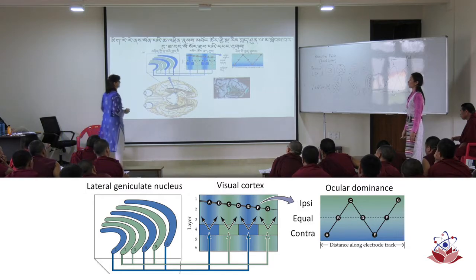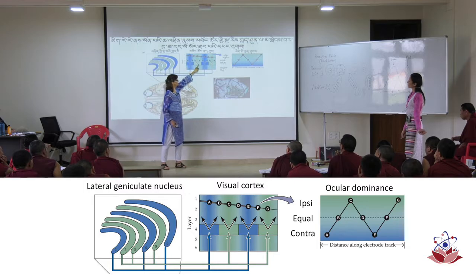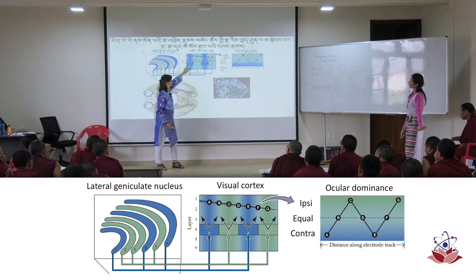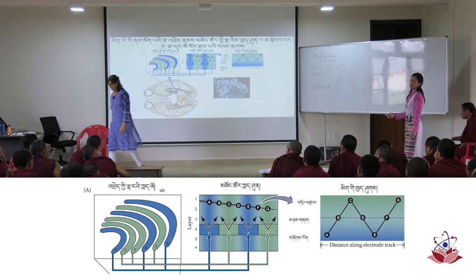So you could think of this like an airport, and there are separate terminals for inputs from the left eye or the right eye.